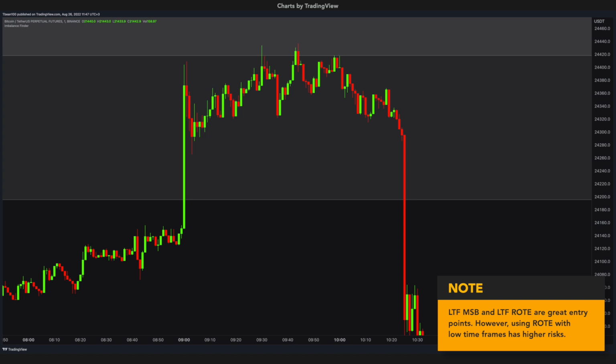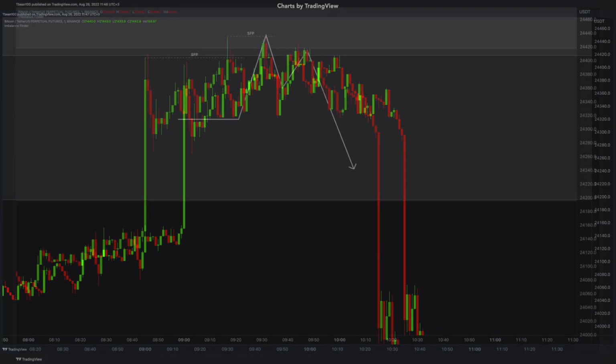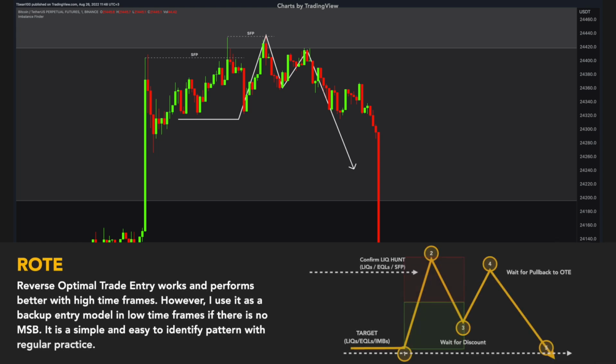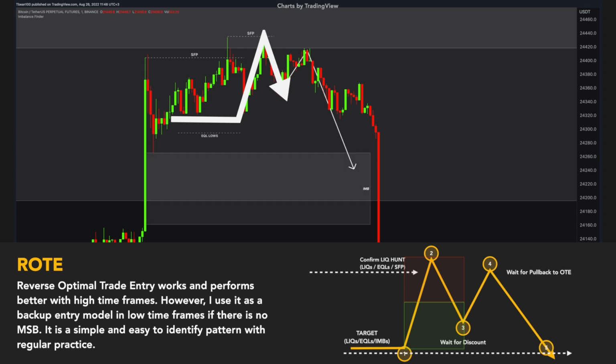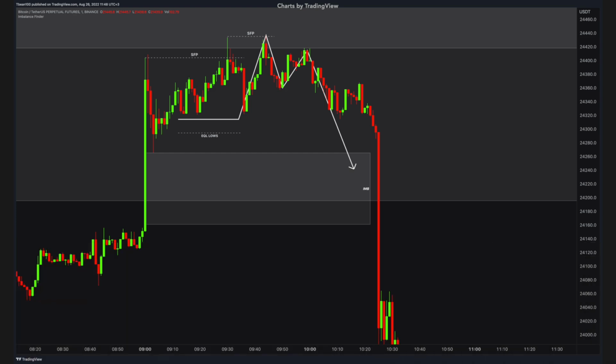If you look at the chart closely, you can see the double swing failure pattern, the weakness of the trend, and notice the reverse optimal trade entry pattern. What about the target? Yet again, equal low and imbalance combinations. I held the trade much longer because of the gameplay area and other targets from the high time frames.